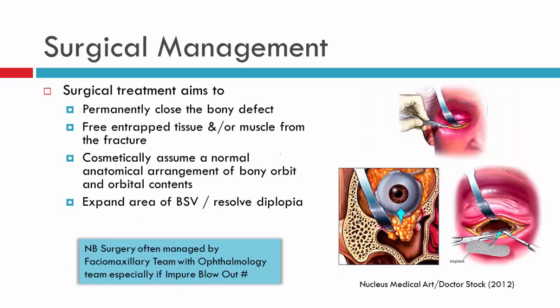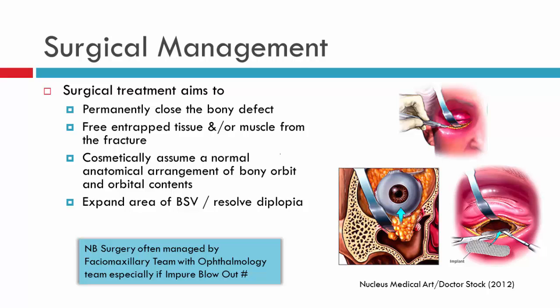So what are the aims of surgery, whether it is the early surgery or also later surgery on extraocular muscles? Well, those early surgeries, we're going to try and close any bony defects, free entrapped muscles or tissue, and try to cosmetically assume a normal anatomical arrangement of the orbital contents. We also want to expand the area of BSV and resolve diplopia.